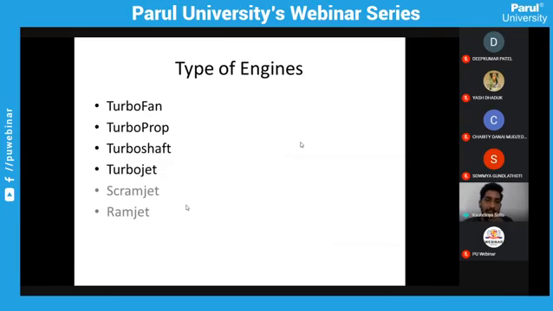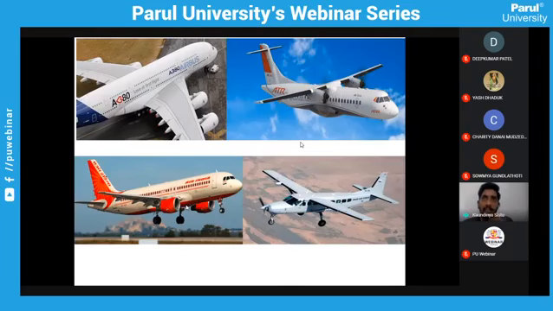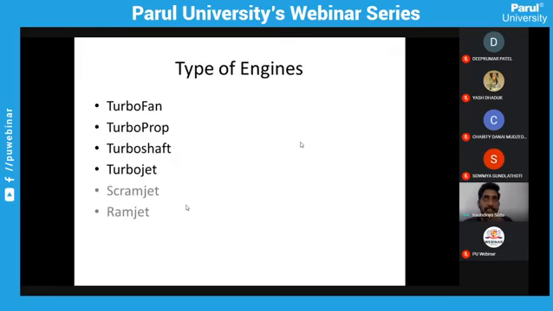And turboshaft, mainly turboshaft is used not to propel. I mean, these are not thrust producing like these two engines. In helicopters, you will be using turboshaft engines, where you just have to rotate the rotor blades instead of producing thrust. Torque is required. Where torque is required, turboshaft is used.